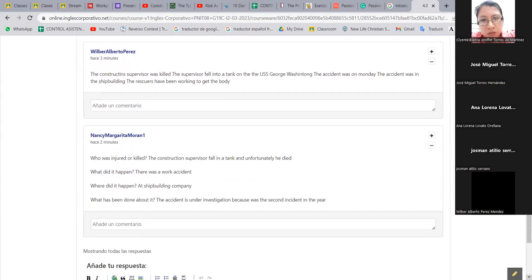The construction supervisor was killed. The supervisor fell. Hey, very good. It was on Monday with a capital letter. The accident was in the shipbuilding.